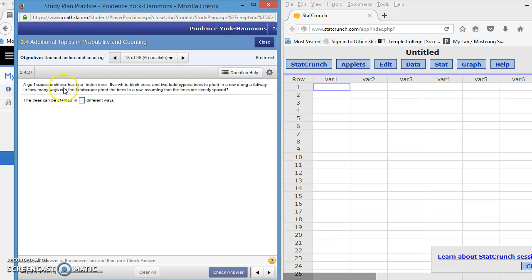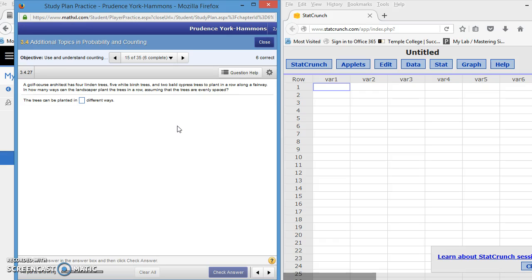It says a golf course architect has 4 linden trees, 5 white birch trees, and 2 bald cypress trees to plant in a row along a fairway. How many ways can the landscaper plant these trees in a row, assuming the trees are evenly spaced? That's a total of, let's see, 4 and 5 is 9, and 2 is 11. Now, if he had had 11 distinctly different trees, we would have just done 11 factorial, and that would have given us all the different ways that the trees could be planted.